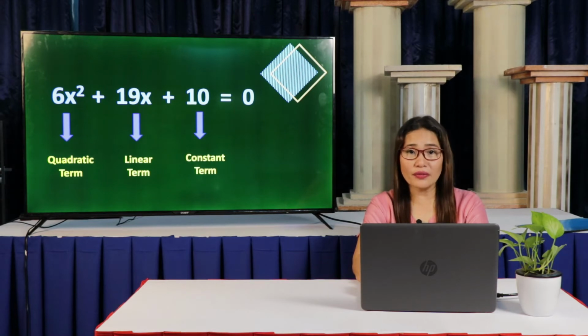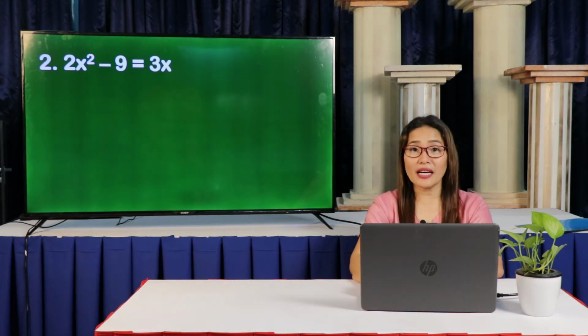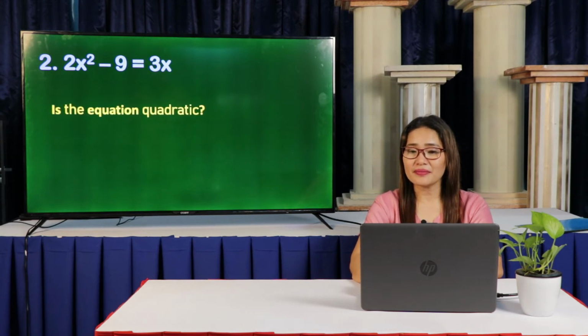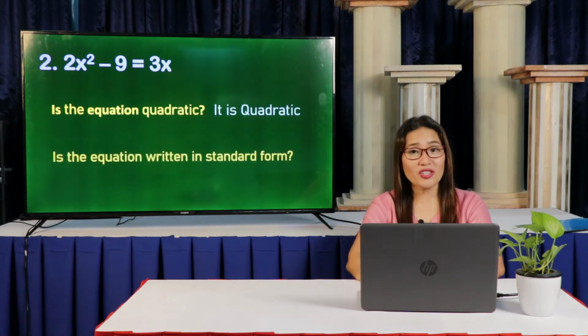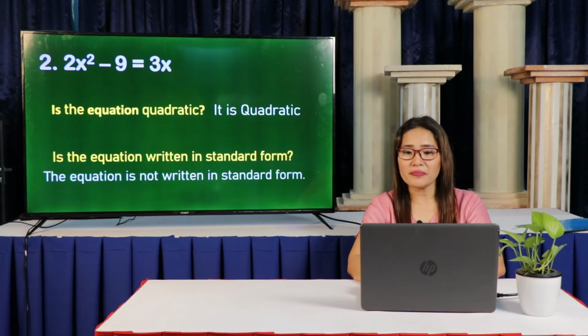What about the values of a, b, and c? Very good. A is 6, b is 19, and c is 10. Let's have another example. Say we have 2x squared minus 9 equals 3x. Is the equation quadratic? Yes, it is quadratic. Take note that the highest degree of the exponent is 2. Is the equation written in standard form? Alright, the equation is not written in standard form.